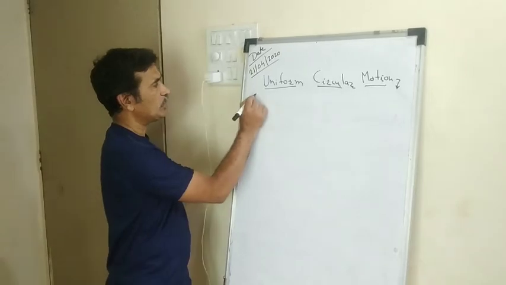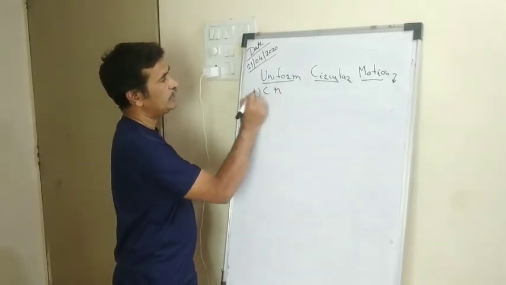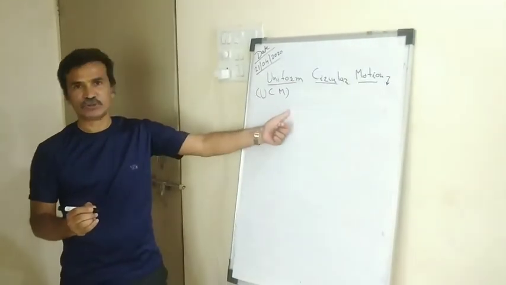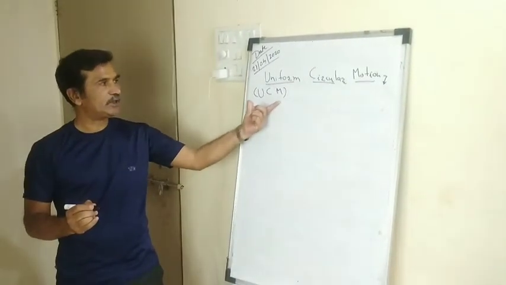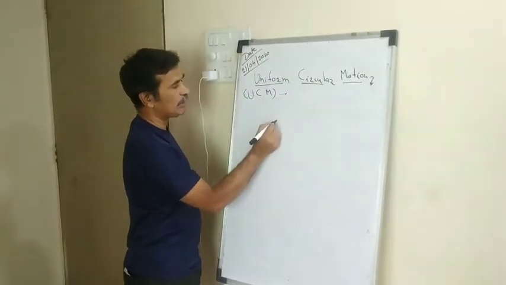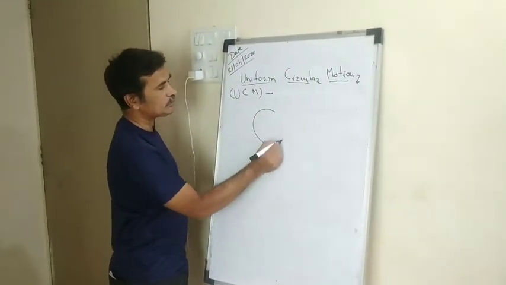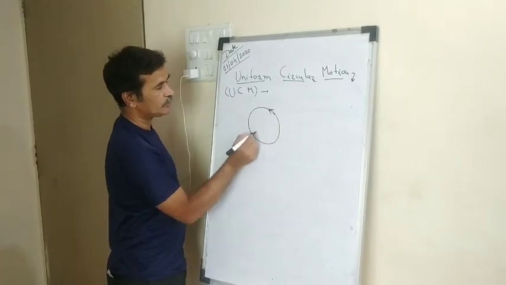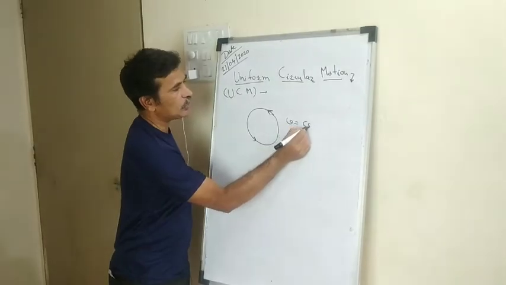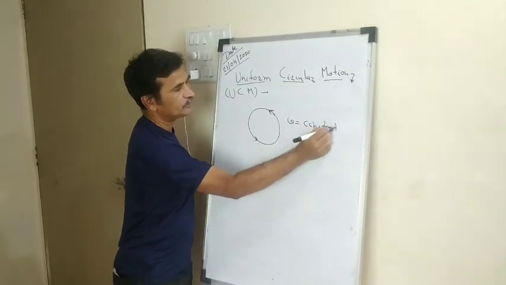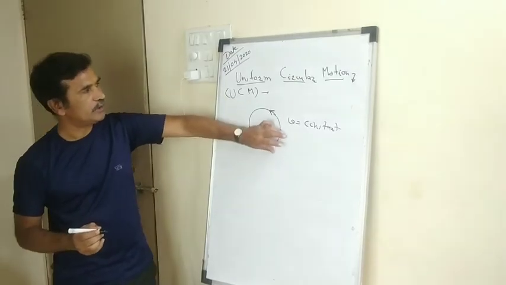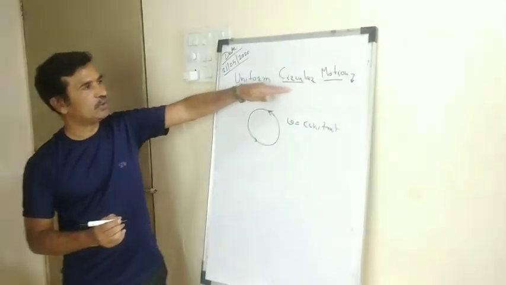The symbol is UCM. In examination, in place of the total 3 words, only UCM is used. So this we can understand, it is uniform circular motion. To understand this, consider a simple example. Suppose the body is moving in a circular path and suppose velocity is constant, uniform, not changing. Then we say that this typical body is in uniform circular motion.